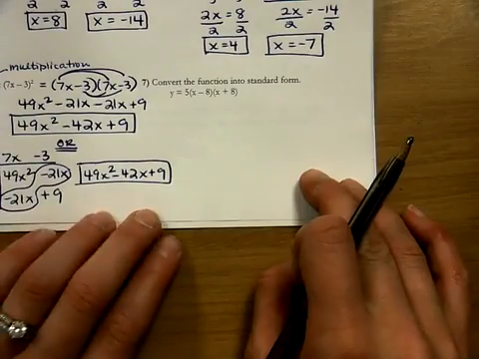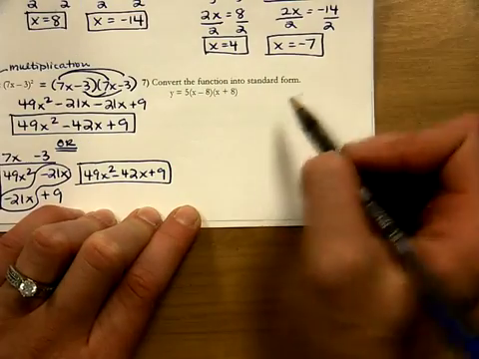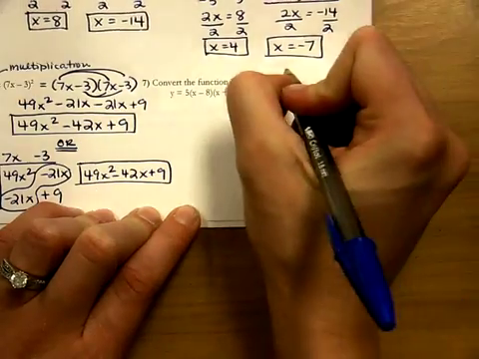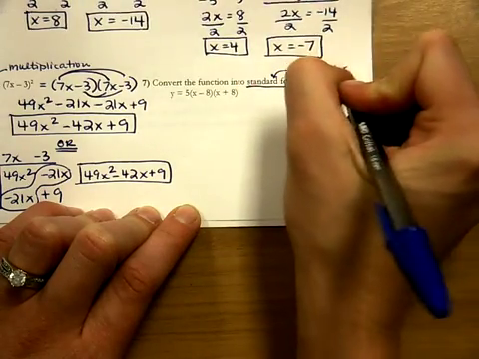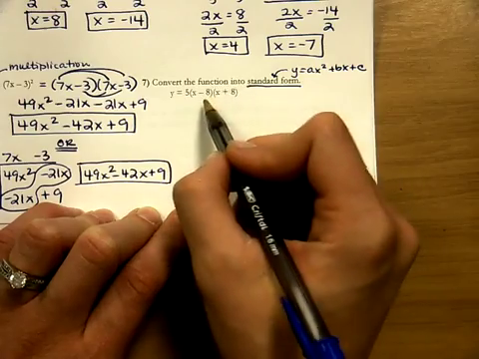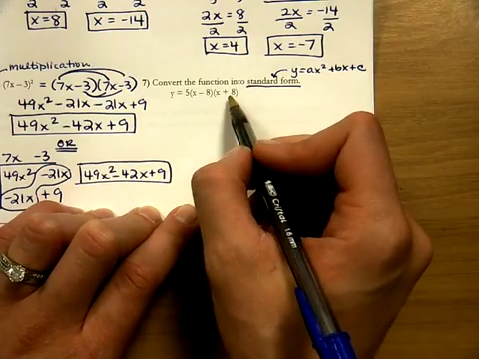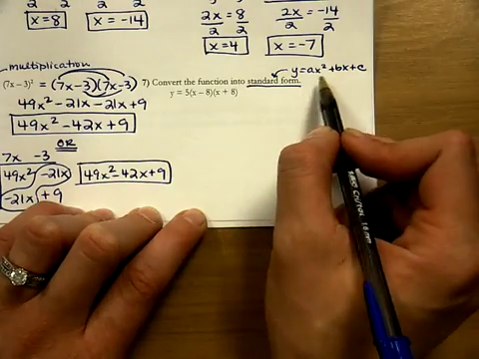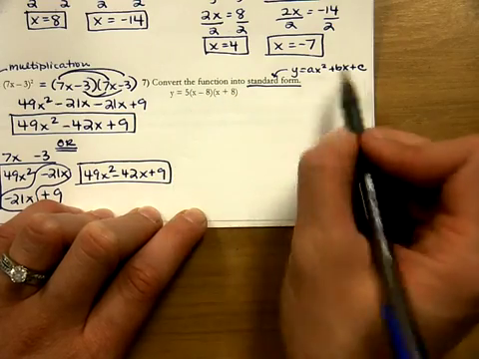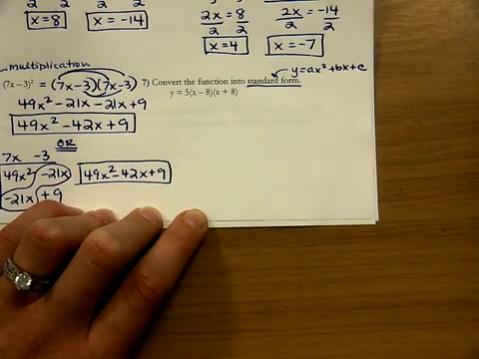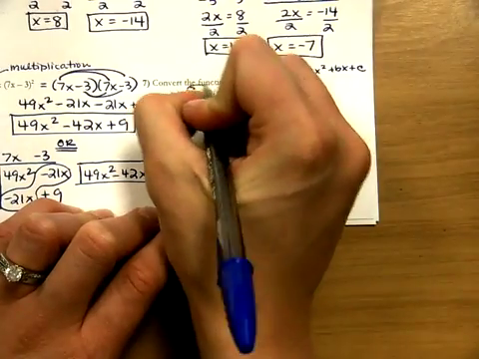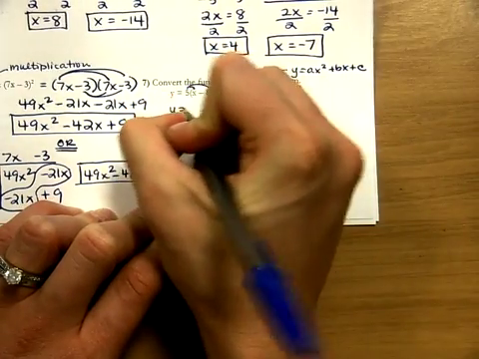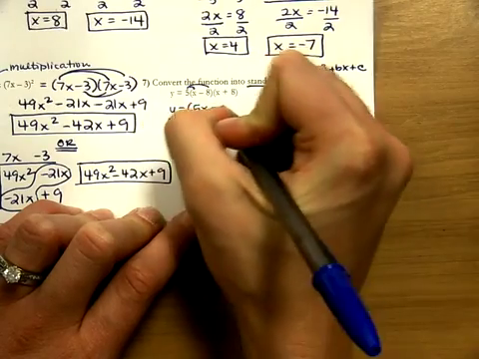As I scooch over to number 7, it says convert the function into standard form. So I recall that standard form is y equals ax squared plus bx plus c. So when I look at this right now, it's an intercept form. To make it look like standard form means I have to multiply this all out so it looks like ax squared plus bx plus c. Again, there was a couple different ways we did this. One option is to distribute this 5 first, and when I do that, I do it to the first set of parentheses only.